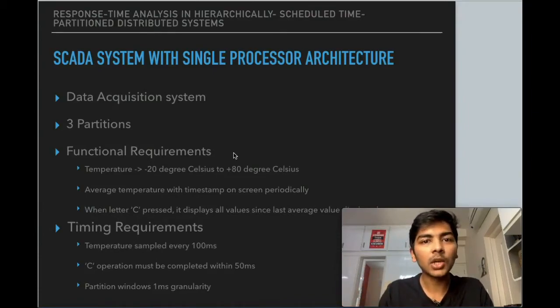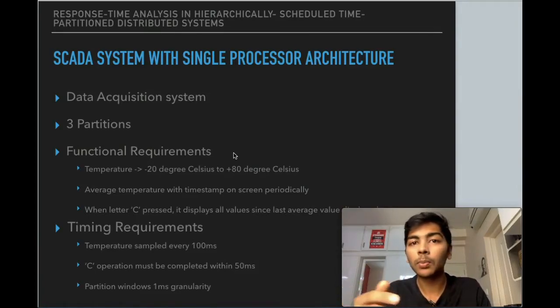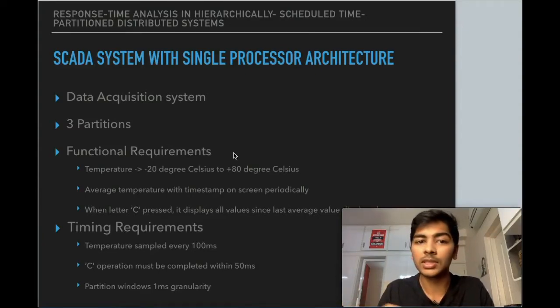There are functional requirements for this system too. The first functional requirement is that the temperature must be from minus 20 degrees Celsius to around plus 80 degrees Celsius. That is, the readings from the temperature sensor must be around this range. The second one: the average temperature along with the timestamp must be displayed on the screen periodically. There's a screen, which I've already mentioned, that connects and shows the output of the particular sensors, which is compiled.